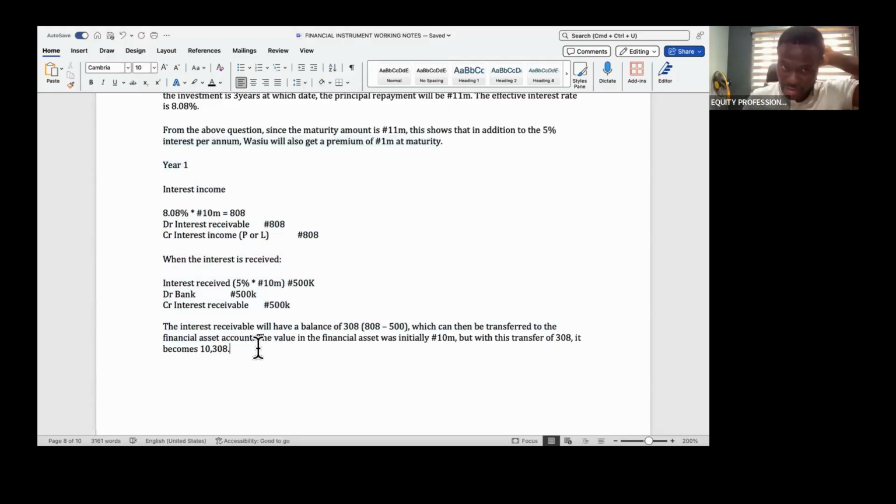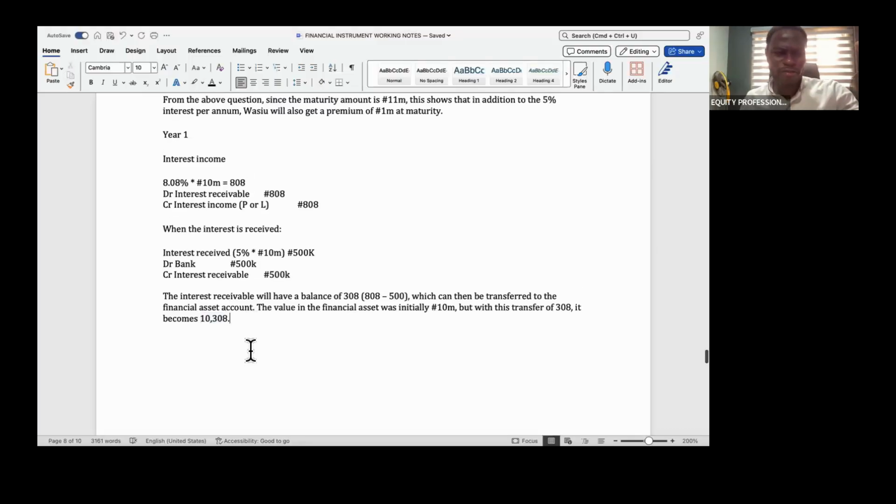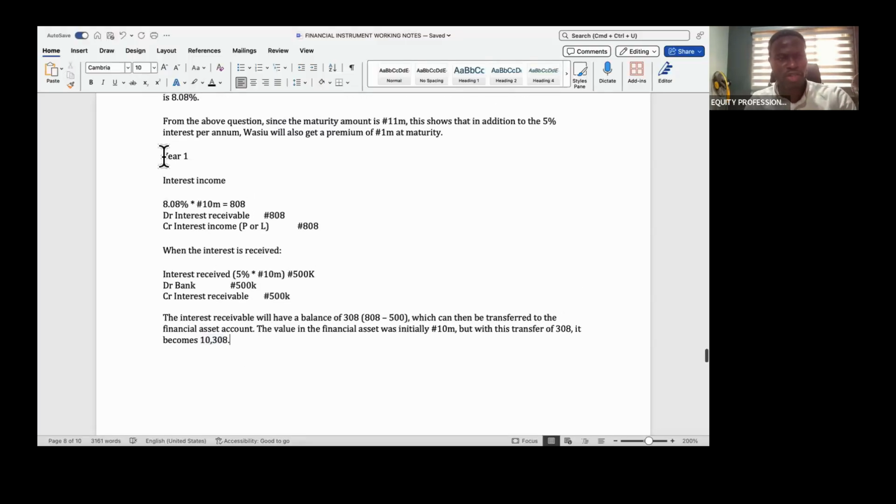Then we go to year two, we do the same thing. But in year two now, when you're calculating the interest you will get, it won't be 8.08 on 10 million anymore, because the balance in your financial asset account is now 10,308. So you are actually going to be getting 8.08% on 10,308. So there's a simpler way of doing all of this. Instead of going through this every year, even though this is good, it shows that you understand core accounting, there's a shortcut to do it.